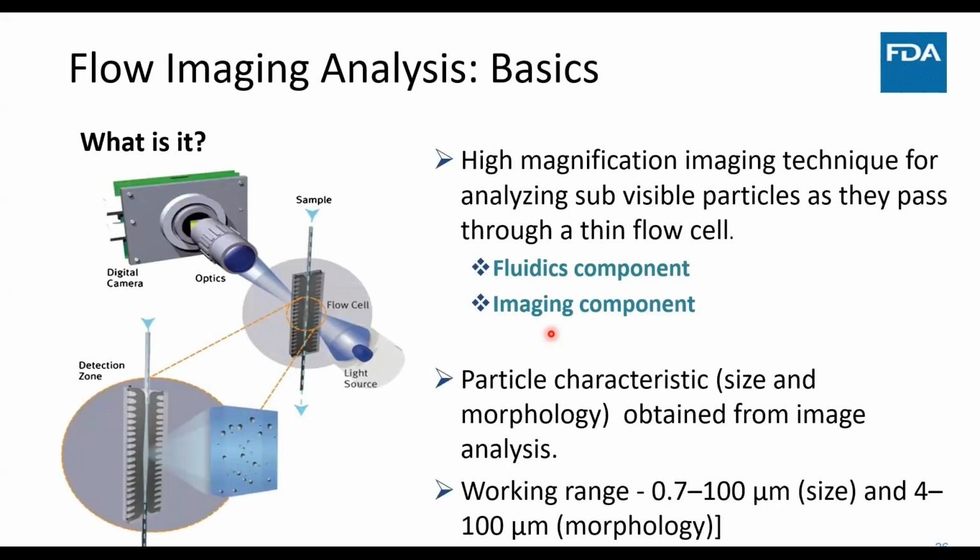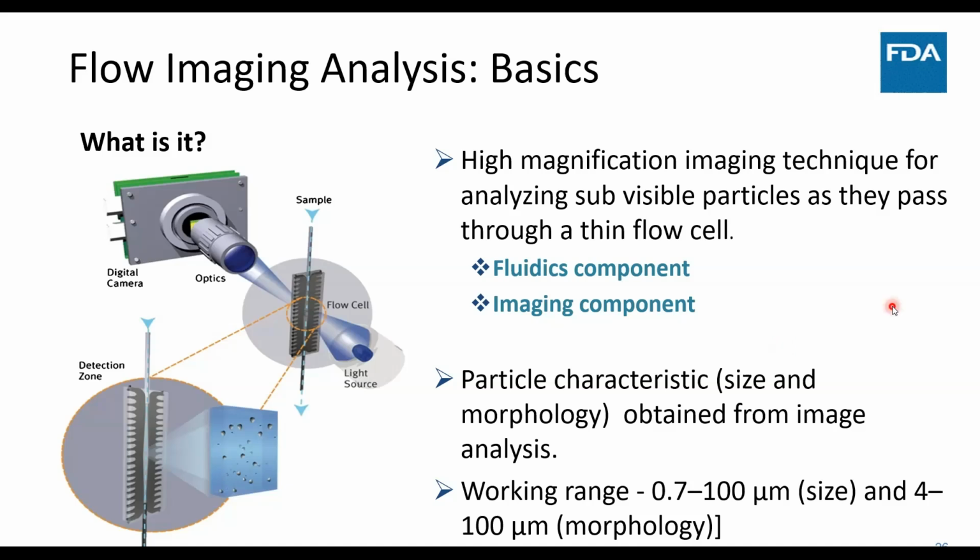So what is it? Let's look at the basics. Simply put, what you have is a digital camera, a high optical system, your flow cell, and a detection zone and your light source, right? So you have your samples or your product flowing through your flow cell. And using an optical camera, you take images of these particles, and then you analyze the particles based on what you get from your image.